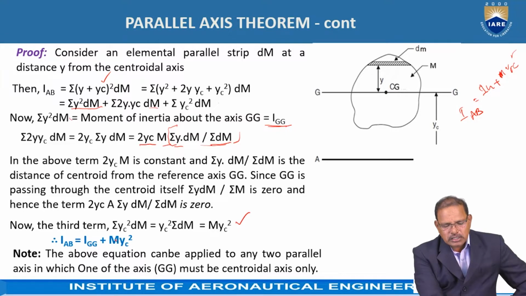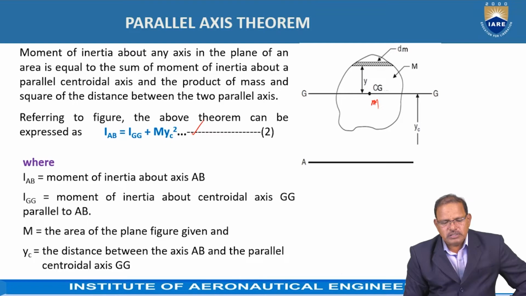The third term, the middle term, is treated as 0. The remaining term is m c square now. That means I_AB is equal to I_G plus m c square. This is known as the parallel axis theorem. That means the parallel axis theorem states that the mass moment of inertia about any axis in the plane of an area is equal to the sum of the moment of inertia of the body about its central axis and the product of mass and square of the distance between the two parallel lines.